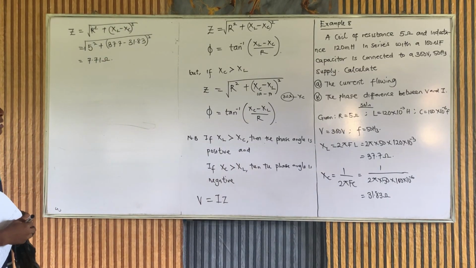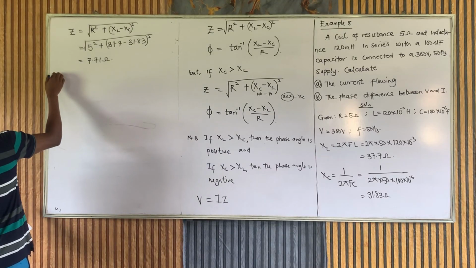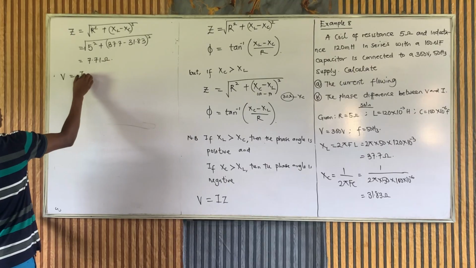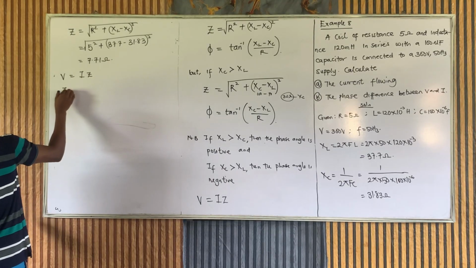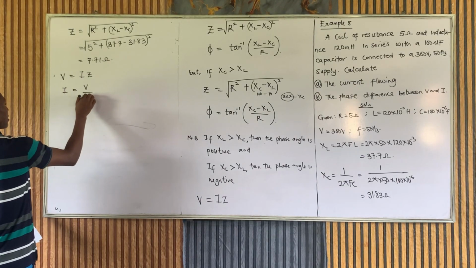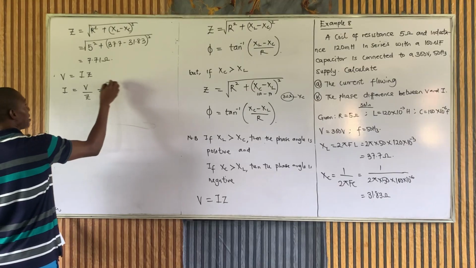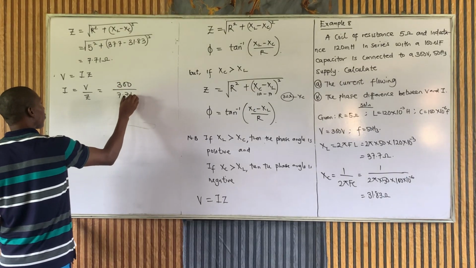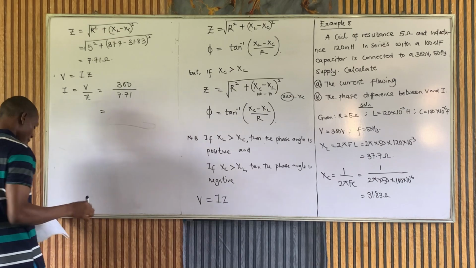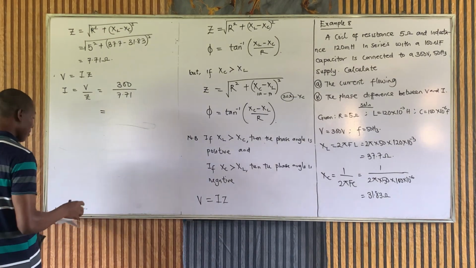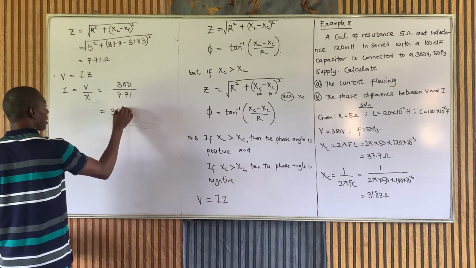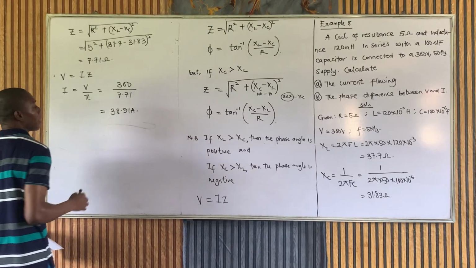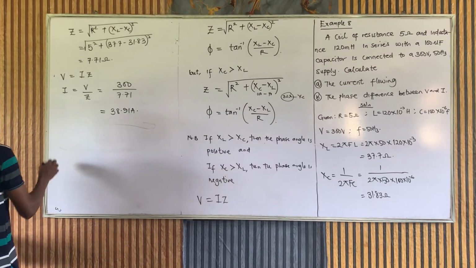Now, the next one is the current flowing. That's the first thing we actually have to get. So our current flowing is that V is IZ. Voltage supply is I times impedance. So I will be V over Z. And then our voltage is 300 over 7.71, our impedance. So if we do this, we are going to have 38.91 ampere.